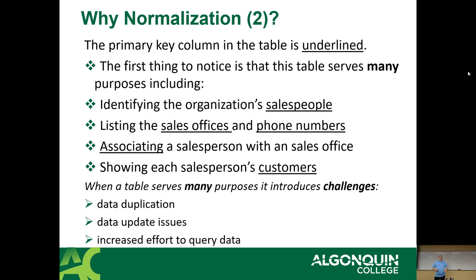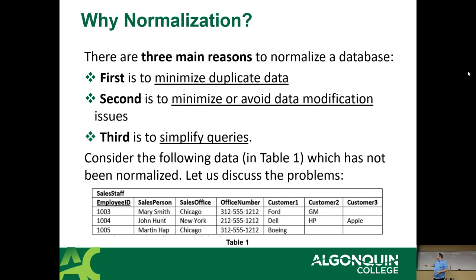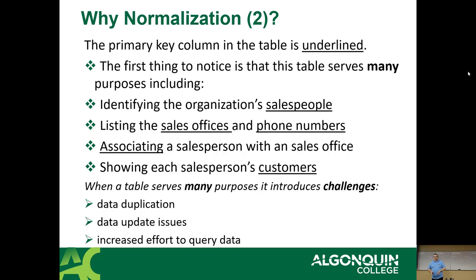So the problem with data is the same thing: when a table tries to do too many things at the same time, it has its own set of problems. It could have data duplication where you keep duplicating the same stuff. If we look back, you will notice that the sales office is duplicated. That's not good. Let's say we need to change the phone number for the Chicago office. We need to change it twice. In three rows of data, that's nothing. But if it's 10 million rows of data, it's a little bit more something.